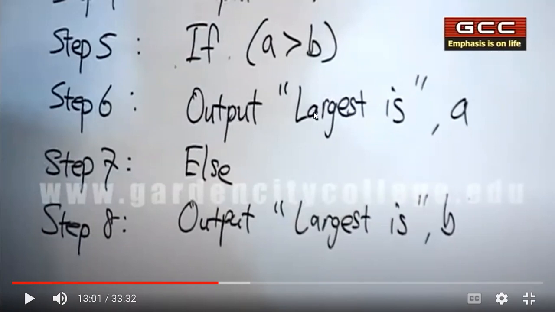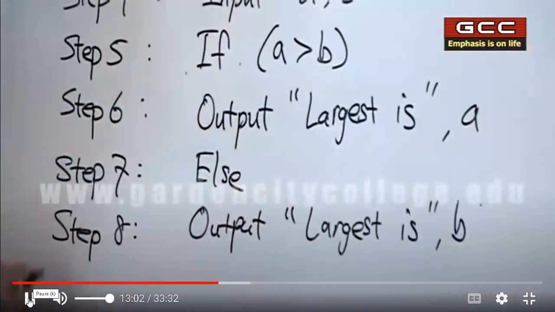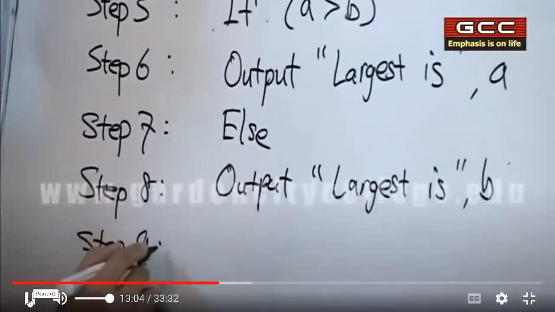So when you draw a flow chart and you have that diamond shape, you're going to have two outputs or two branches. One branch says output largest is A, else output largest is B. So you can either choose A or it will choose B. So they call it a selection statement, a selection structure. And then we finish, so we stop.